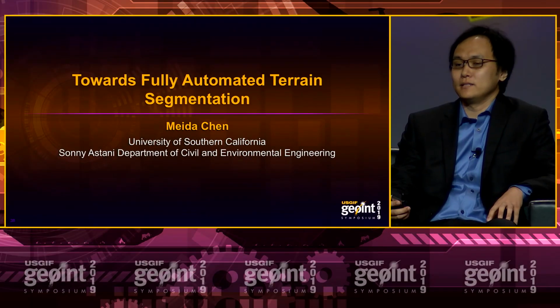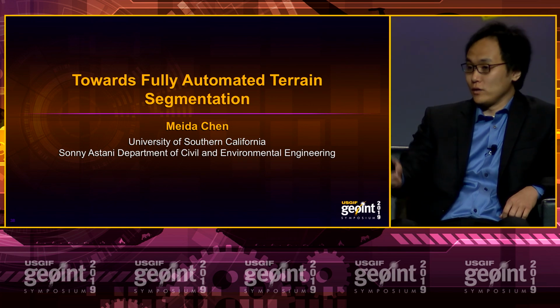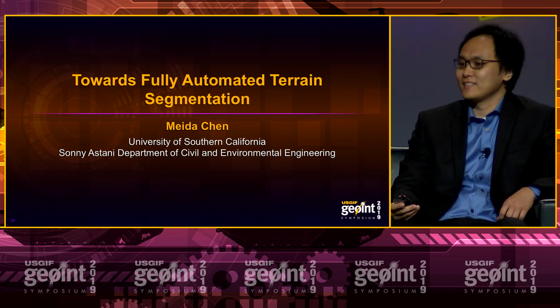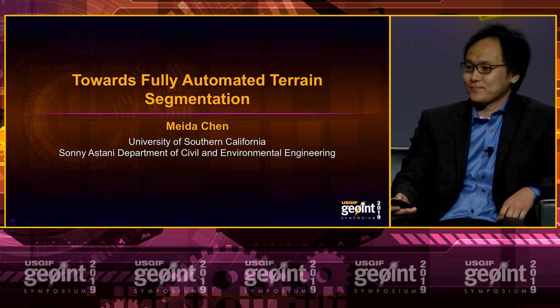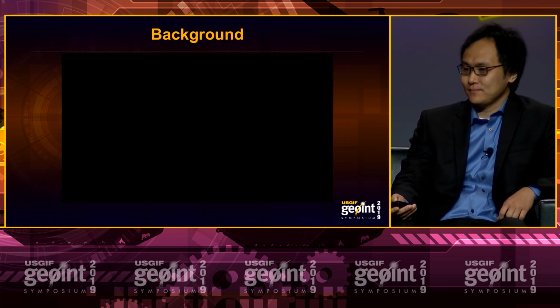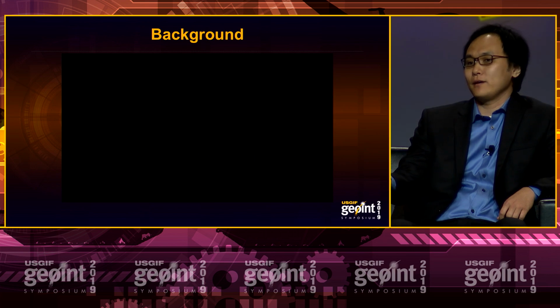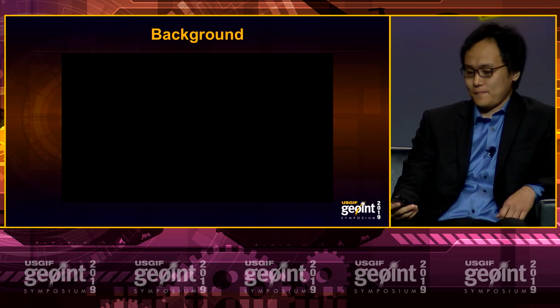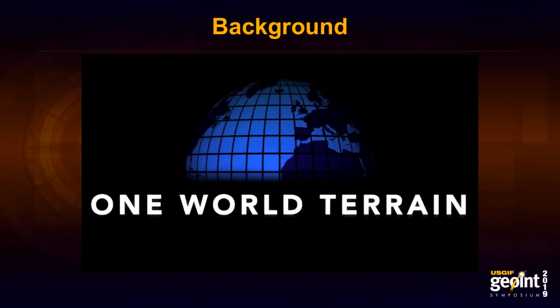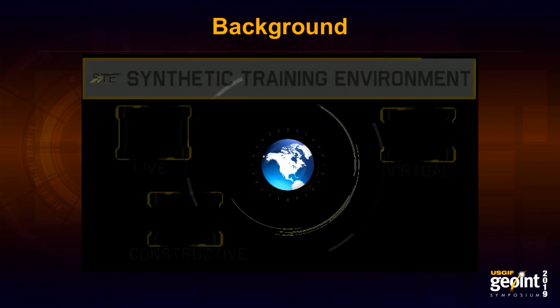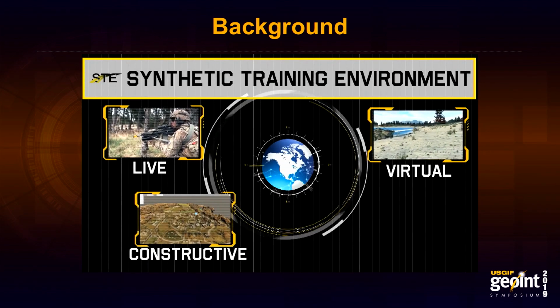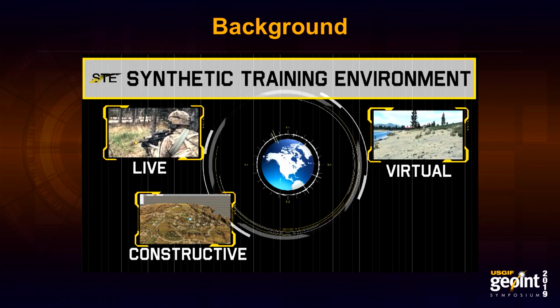Thanks. So I will talk about how we use machine learning under the One World Terrain project to segment the terrain data towards fully automated terrain segmentation. I will start this talk with a quick video talking about the background overview of the workflow. One World Terrain is part of the U.S. Army's synthetic training environment, which seeks to revolutionize the way our soldiers prepare for complex threats and operations.